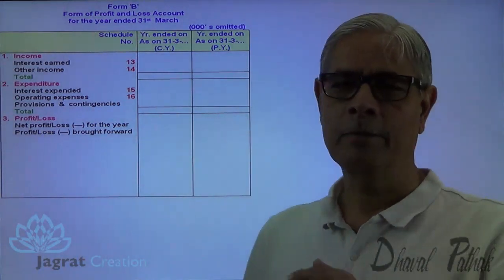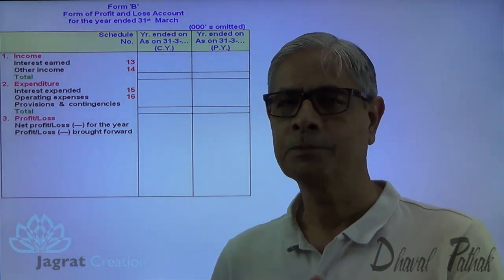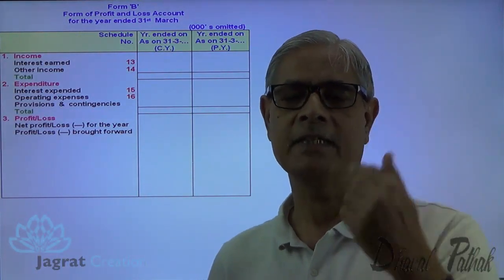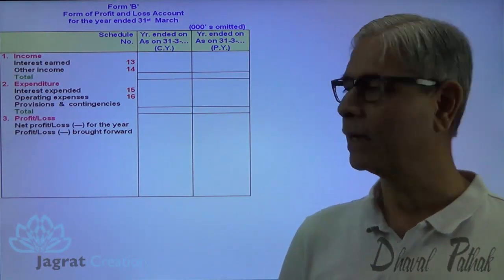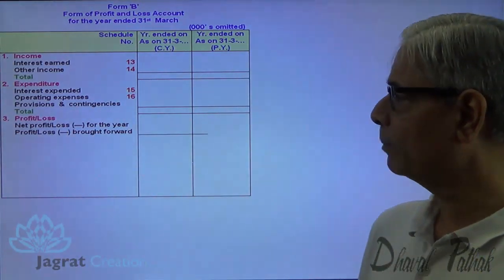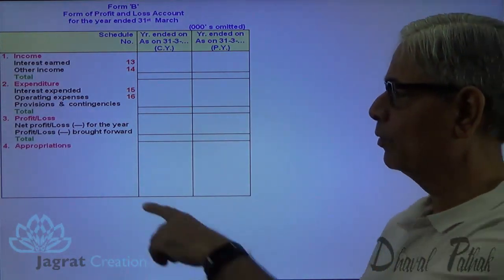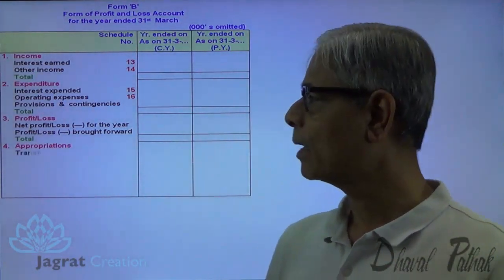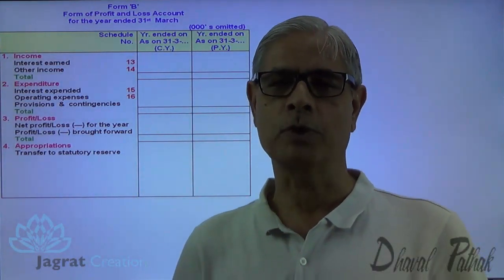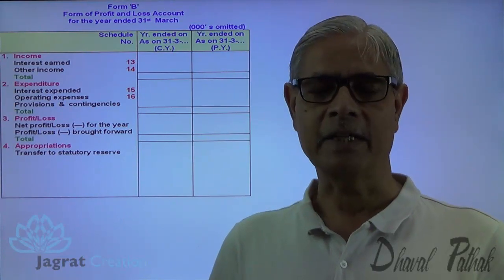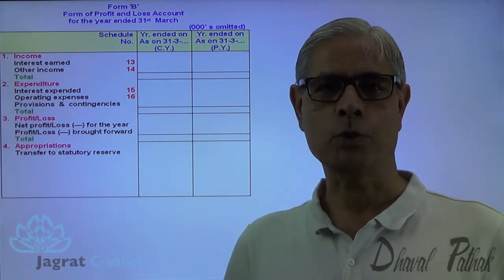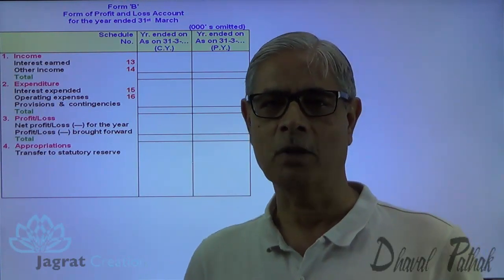To the profit found out for the current year, the profit and loss account balance brought forward from the previous year's profit and loss account is added. So the brought forward balance of profit and loss account is recorded. From that, you are required to deduct the appropriations. The compulsory appropriation is transfer to statutory reserve. Every bank is required to transfer 25% of its profit to statutory reserve as per the requirement of the Reserve Bank of India.